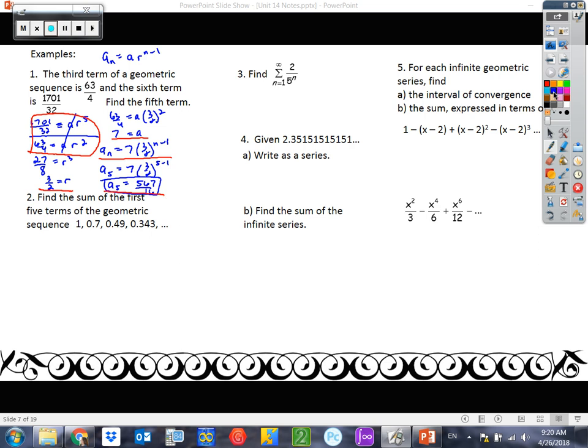Okay, so let's look at number 2. It says find the sum of the first 5 terms of the geometric sequence. Okay, so we're looking for the sum, so this is a partial sum.